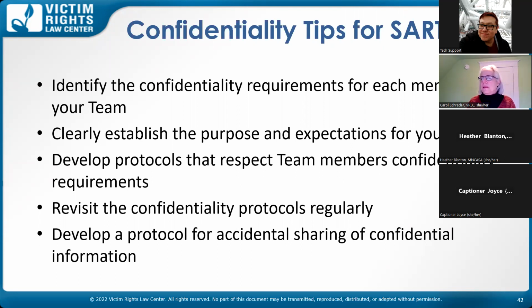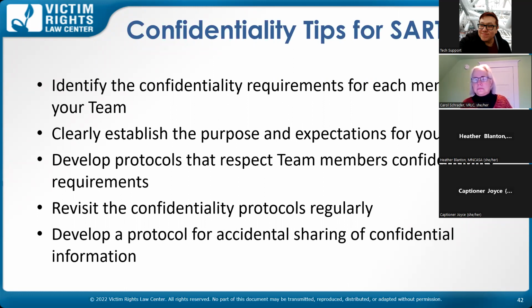In absence of a full-time SART coordinator, who typically takes ownership of redactions? Do SARTs often have challenges around lack of capacity of any members to do redactions? I think I maybe just covered that question. Typically that responsibility falls on the agency who is providing the case files. So if you're asking the prosecution office to provide case files, it would be someone in the prosecution office.